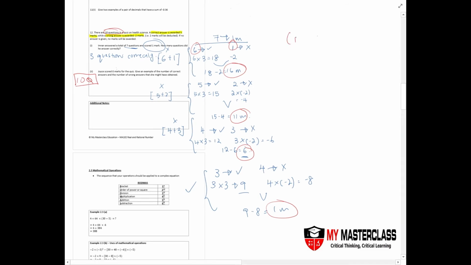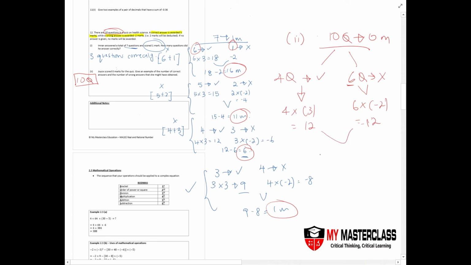So let's see part 2. In Joyce's case, there are 10 questions, of which eventually she got 0 marks. It means I must have a balance. What do I mean by a balance? If I have, for example, 6 questions that are wrong, this means 6 multiplied by -2, which gives me -12. Then how many more questions are left? 4 more questions left to be correct. If I have 4 questions that are correct, 4 multiplied by 3 gives me 12 as well. So if I have 12, I minus away 12. Does that give me 0?